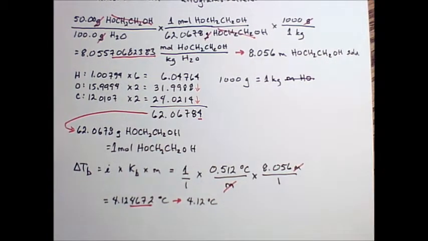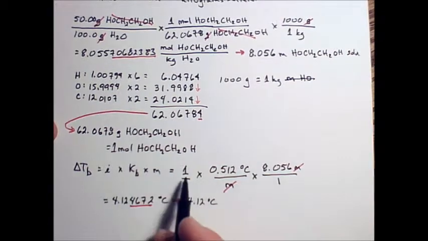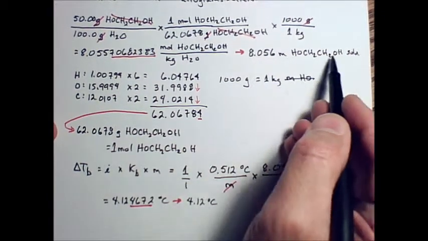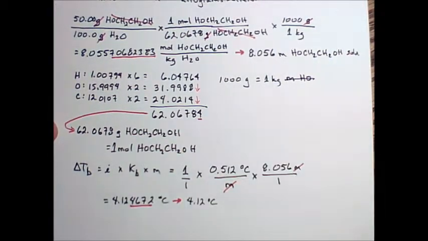Where do you get the i? This is a molecule. Molecules always have a Van't Hoff factor of 1.